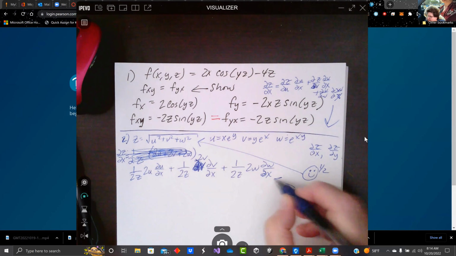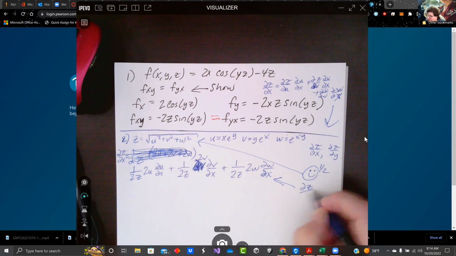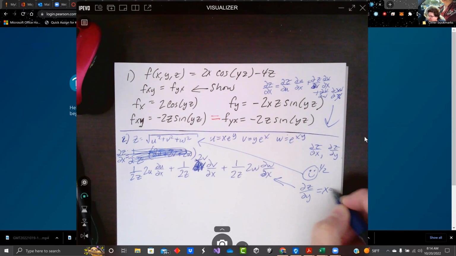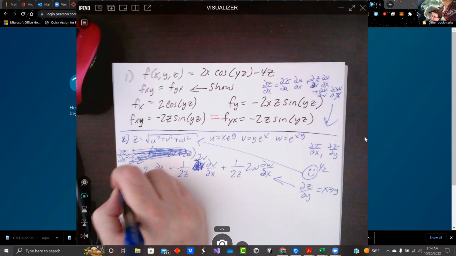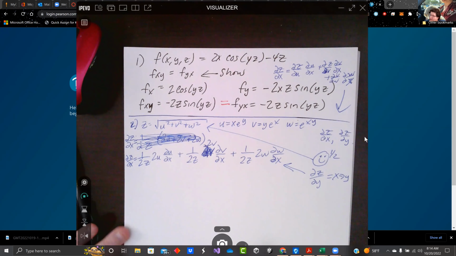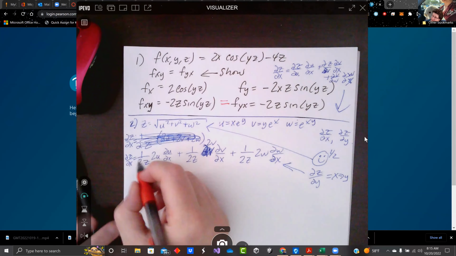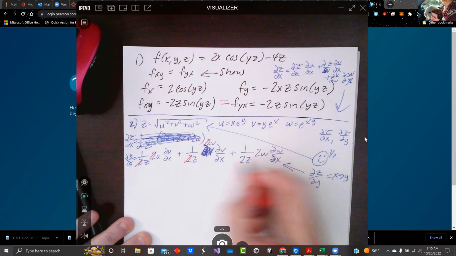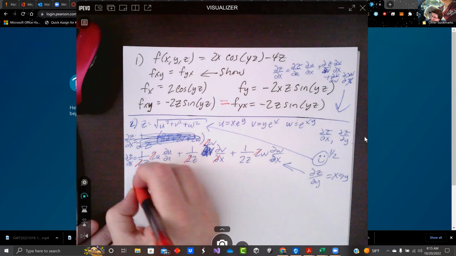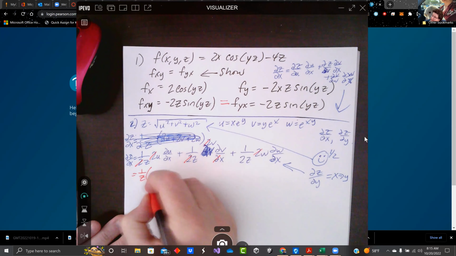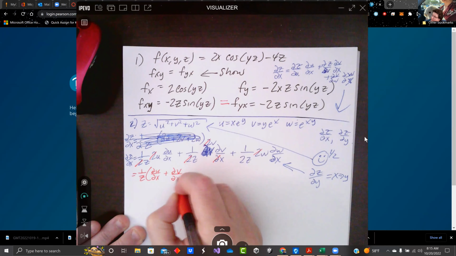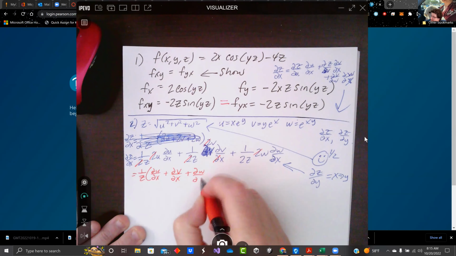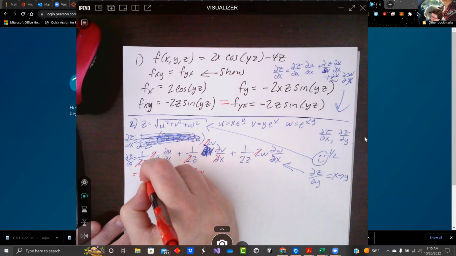This setup right here is going to be identical for dz dy, but we're just going to replace x with y. That same formula though. So this is dz dx, and we're going to start plugging things in. Notice the 2's cancel, and I can factor a 1 over z out. I've got 1 over z times u du dx plus v dv dx plus w dw dx. Oh, I'm missing a u, v, and w.